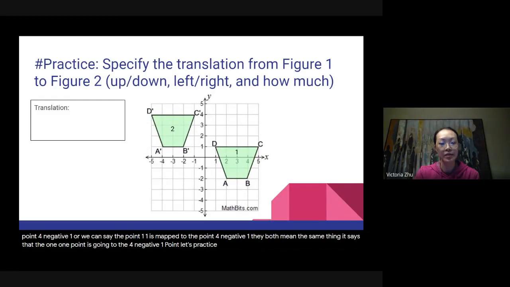So let's practice for a little bit. Now let's specify, meaning give me a specific path of the translation from figure 1 to figure 2. Use up, down, left or right, and also tell me the unit. How much? And go ahead and pause and practice.